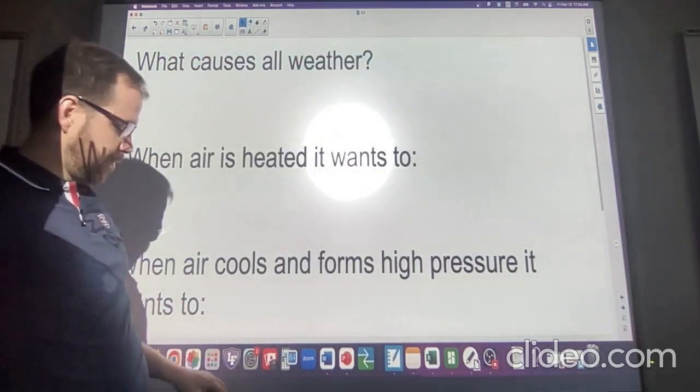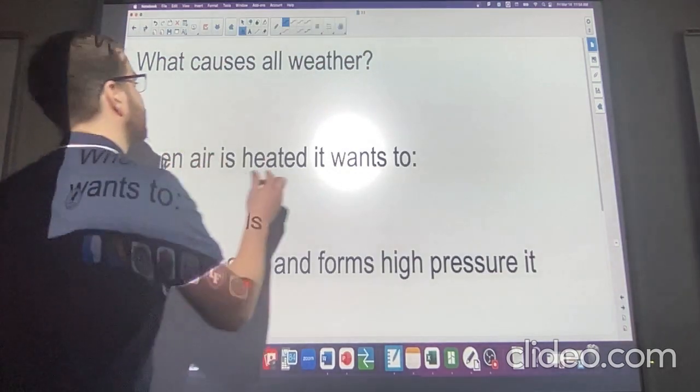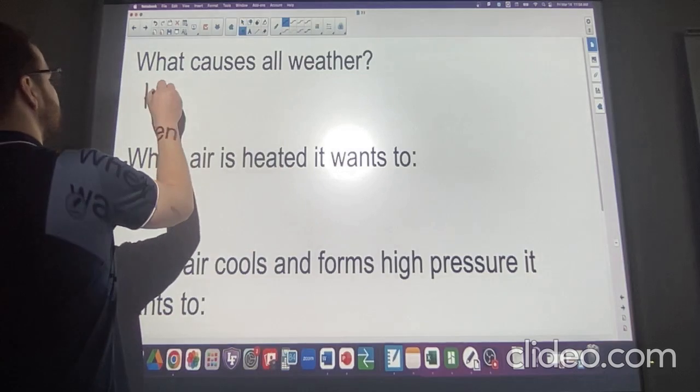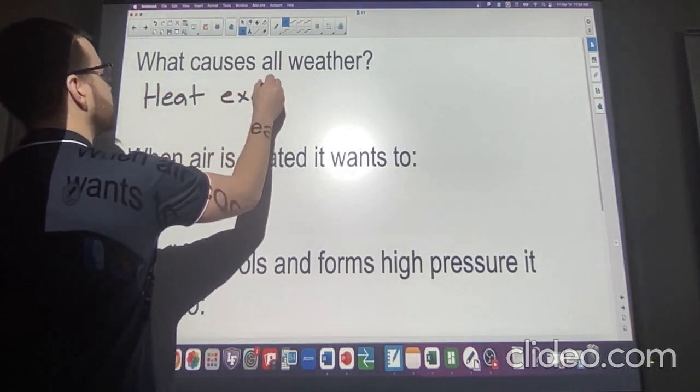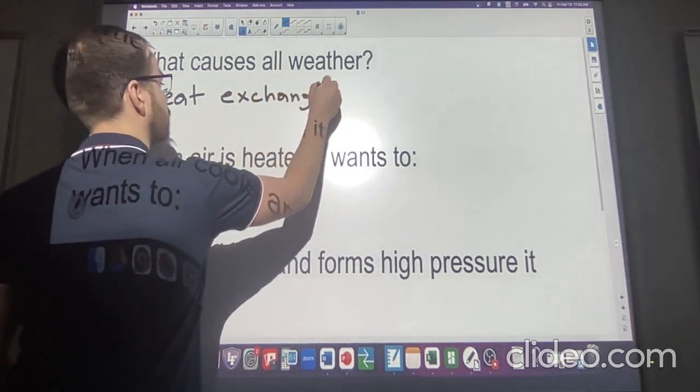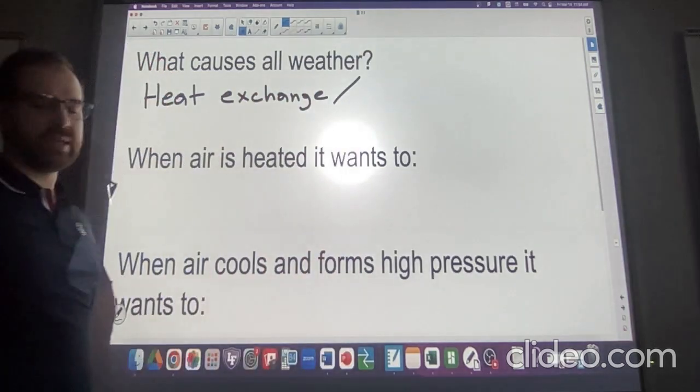Okay, so I just said it, but what causes all weather? That is heat. So this is what you for sure need to write down. So we got heat exchange. Make sure you're writing this down. And what does that mean when we say heat exchange?